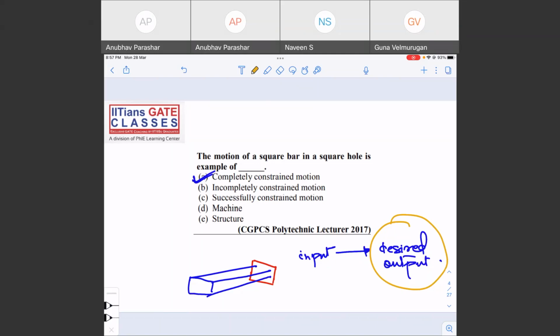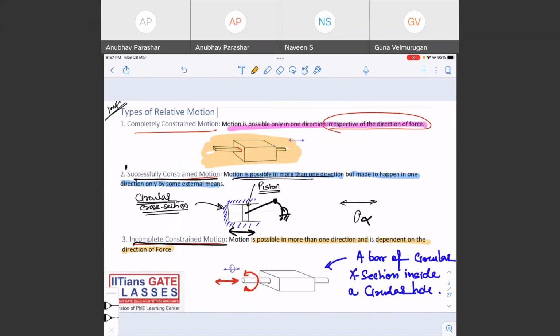What if there was some confusion? Sometimes the car would move forward, sometimes the car would move backward, dependent on all the environmental conditions, right? That is not a desired output. So that is why we don't want any incomplete constrained motion in our mechanisms. If there are incomplete constrained motions in our mechanisms, that might result in undesired results, right? You want to do something, but what is being produced, what is being delivered is something else. The result is something else. The output is something else, right?